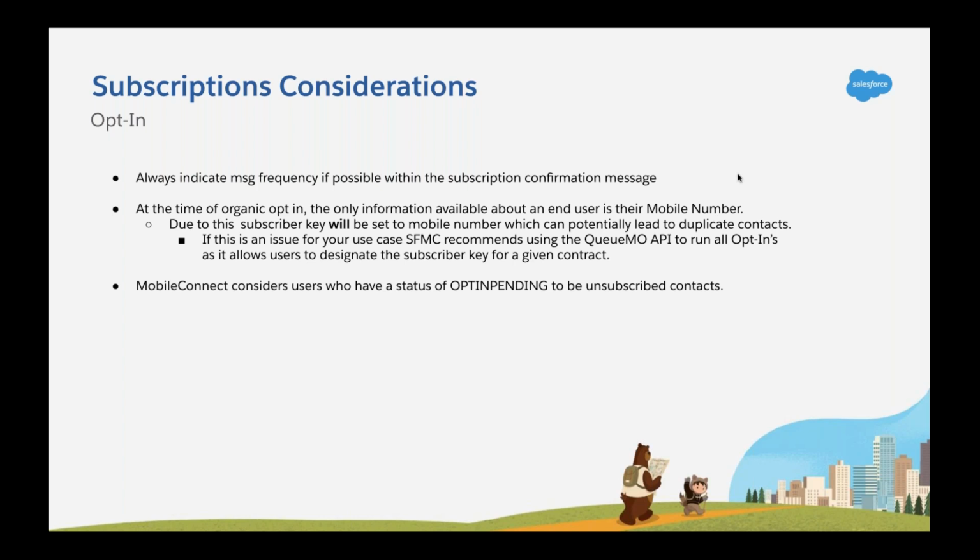The third thing is Mobile Connect will consider users who have a status of opt-in pending to be unsubscribed, right? They have never actually completed that opt-in. We leave them in pending status intentionally so that a segment can be created for folks who might have a status of opt-in pending so that they can be retargeted on a different channel.